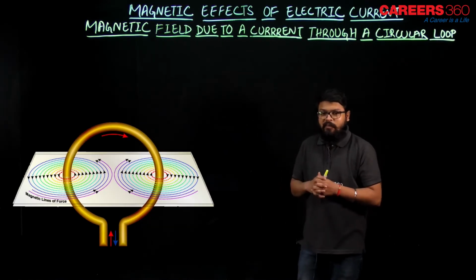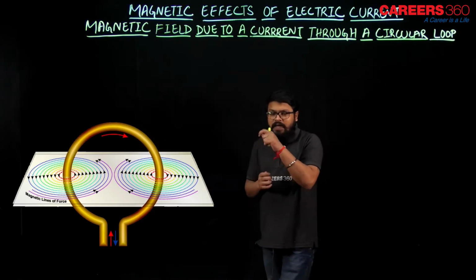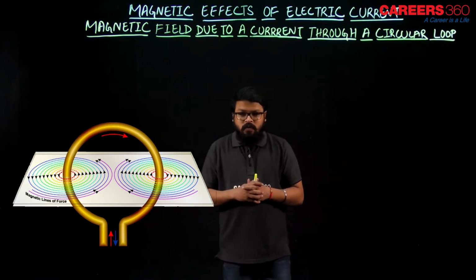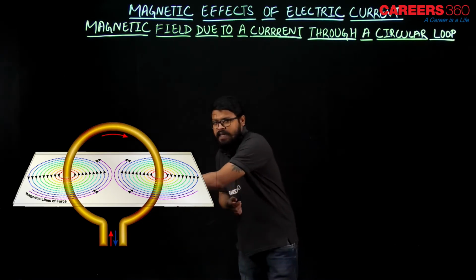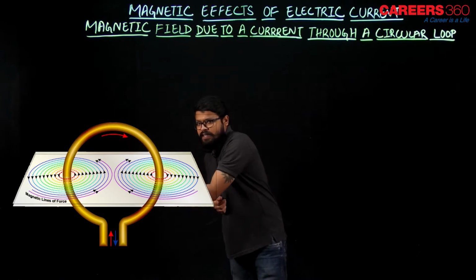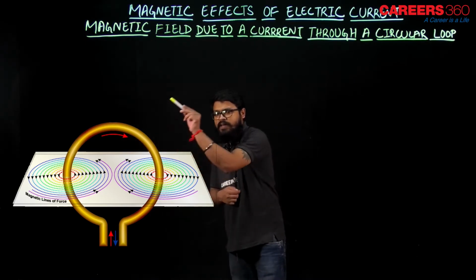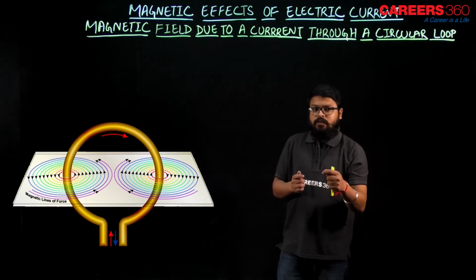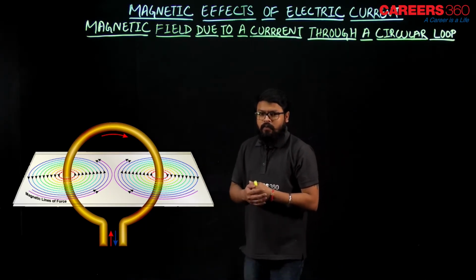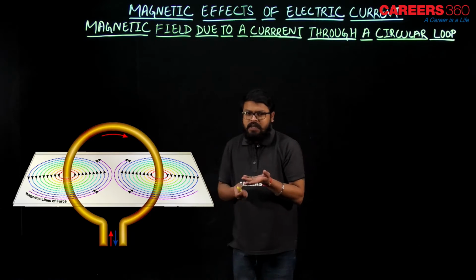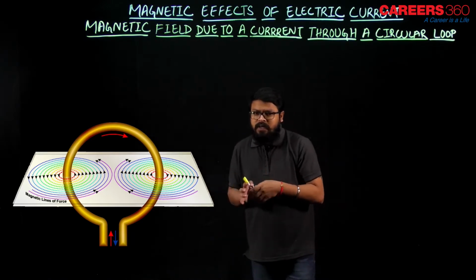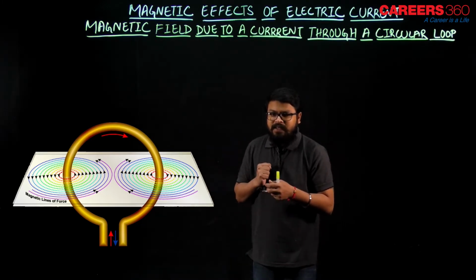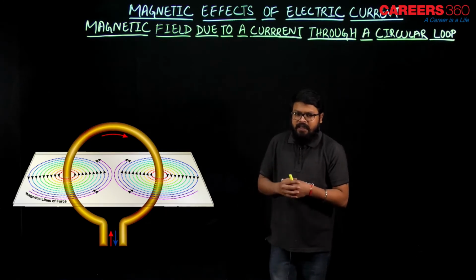Now, as you can see, I have bent the straight wire into a loop. The current direction is like this, okay? So actually it was a straight conductor, and we have bent it into a circular loop. Now, as you can see, on the cardboard, on the plane, the magnetic field lines.